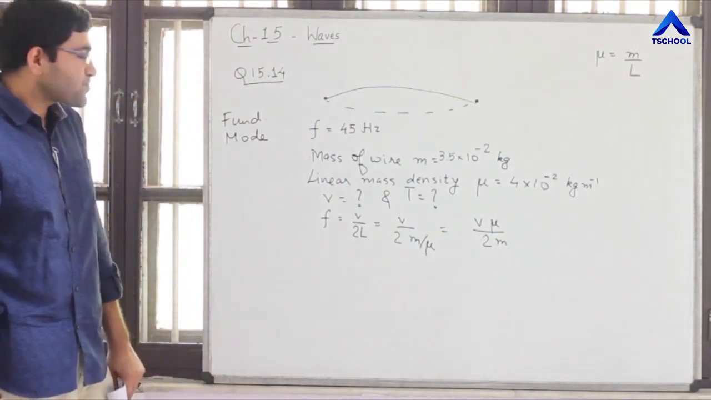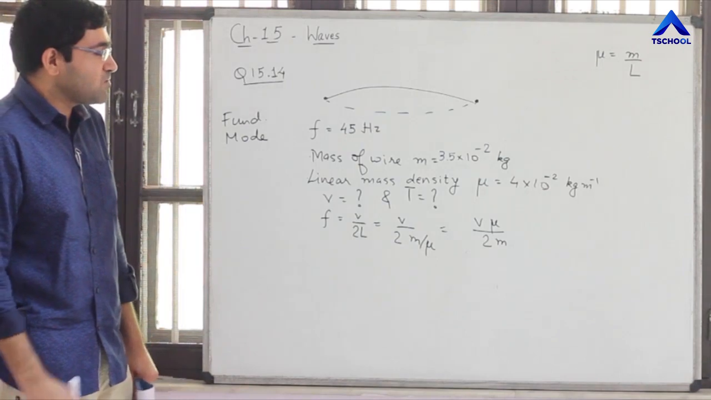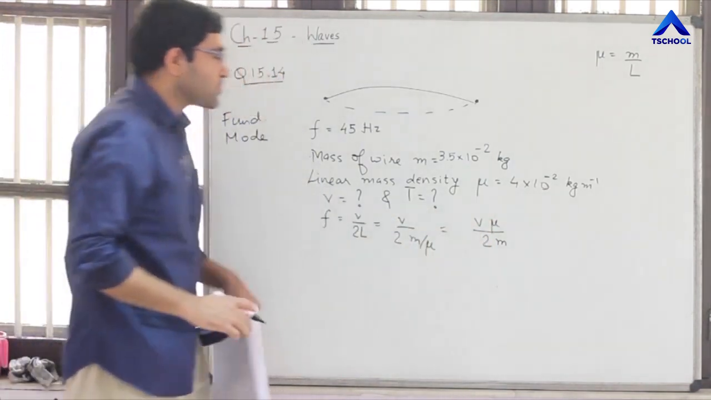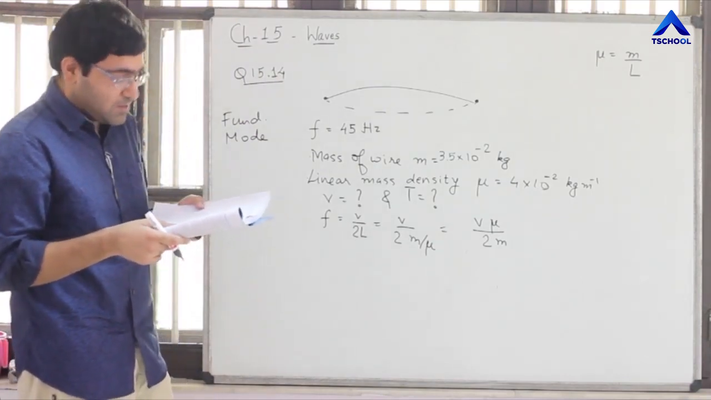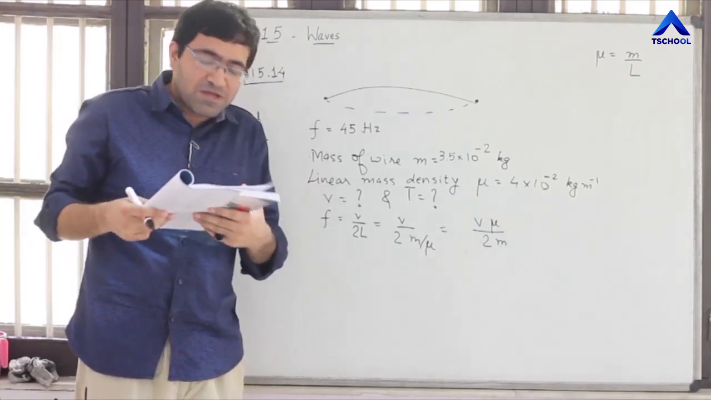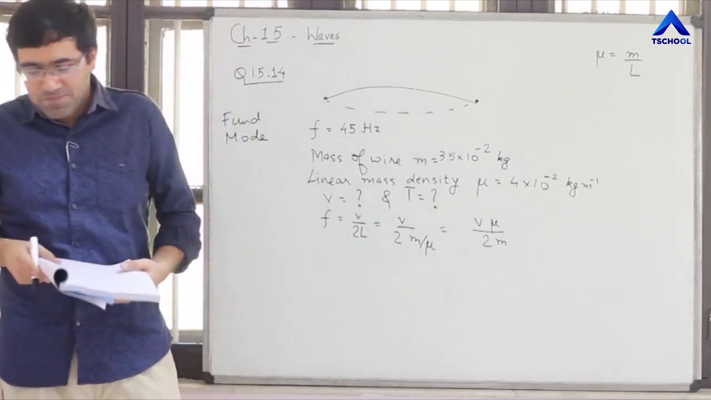That's how you could easily find out the value of the speed of the wave on this string. You can put the values of f, m and mu. Now part B of the question says find out the tension in the string. Well, this is the same as what we did in the previous question, number 11, so I'm not going to repeat it. I'll leave it for you.